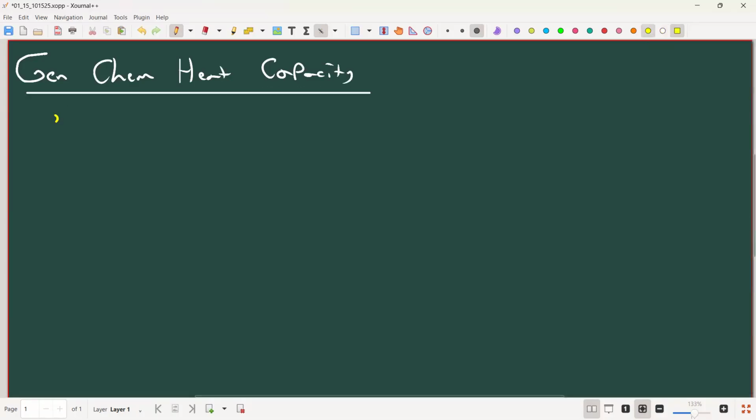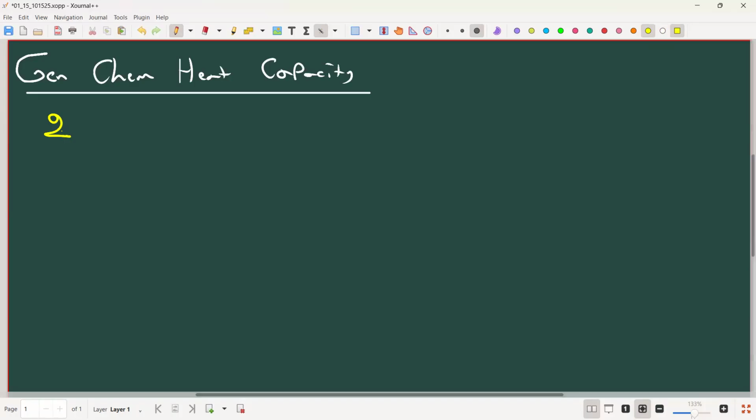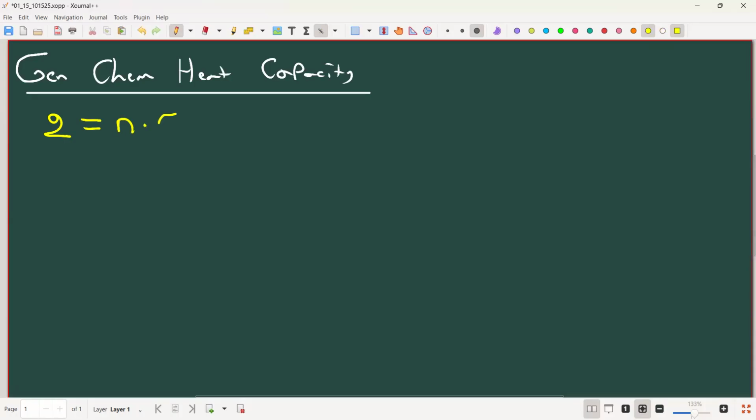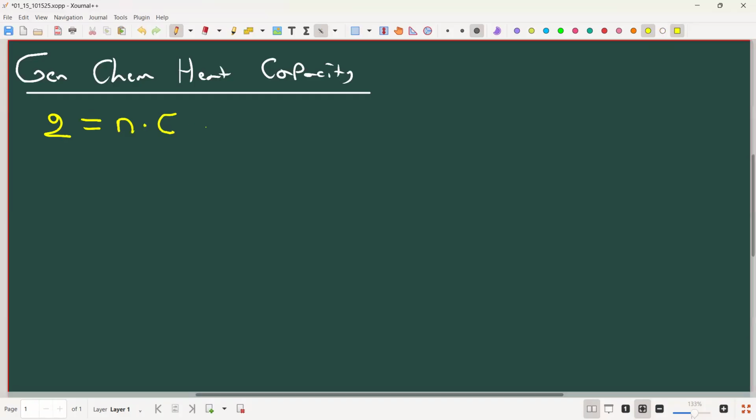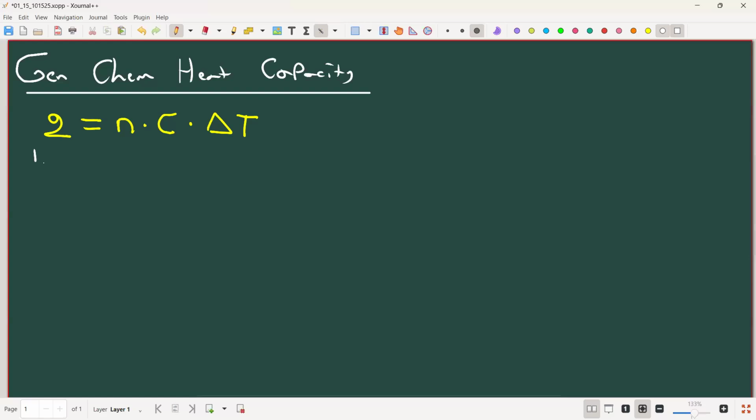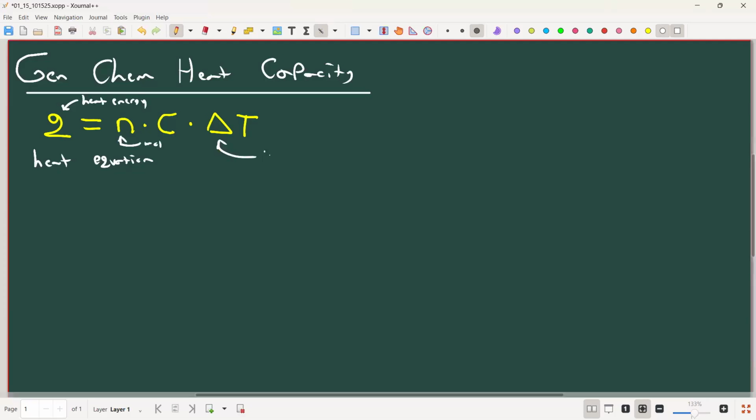Right, and the Gen Chem teacher would tell you that the heat released from this that you need is equal to the number of moles of the material times this constant C times the desired change in temperature. This is the old heat equation. This is the heat energy required, Q. This is the moles. It's the temperature change. And of course, C is the heat capacity of the material.